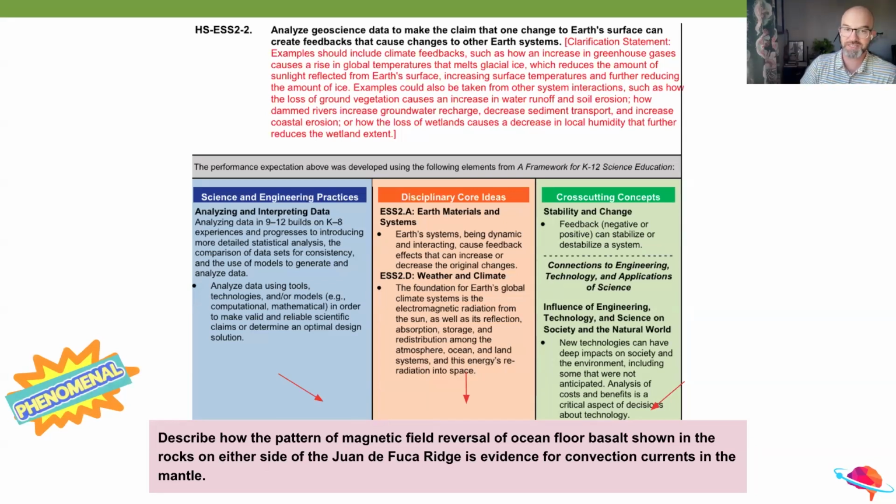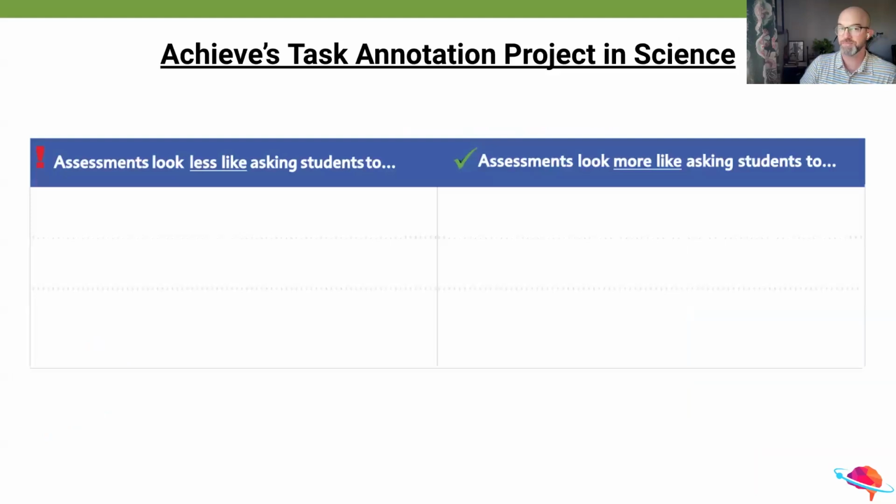So I guess the question is, how do we do that? So Achieve, which is the organization that wrote the NGSS standards along with state partners, they put out some guidelines for how you should think about assessment. And they had two different columns. This is one of the resources from the Task Annotation Project in Science. So I want you to think about these two different things. So assessments looking less like these things, and then we'll talk about what they should look more like in the future as well.